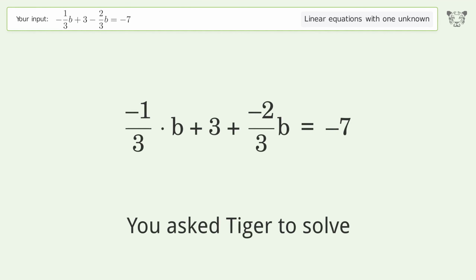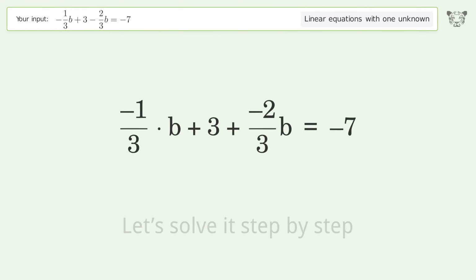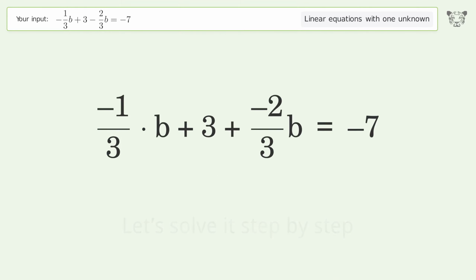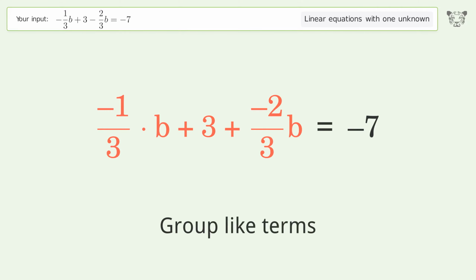You ask Tiger to solve. This deals with linear equations with one unknown. The final result is b equals 10. Let's solve it step by step. Simplify the expression. Group like terms.